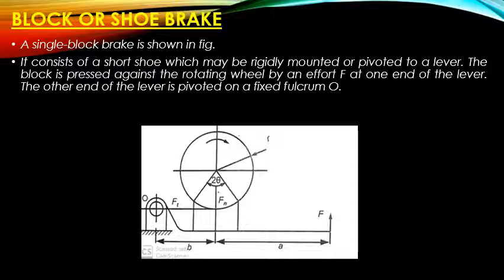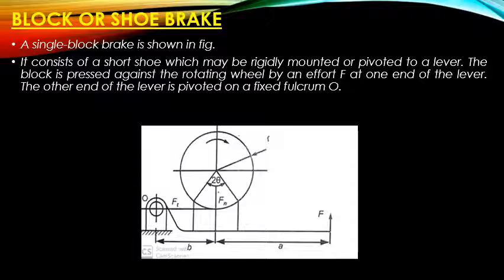This type of brake consists of a block or a shoe which may be rigidly mounted or pivoted to a lever as shown in the figure, and the braking is obtained by pressing this block against the rotating drum with the help of the effort F applied at one end of the lever. The other end of the lever, as we can see from the figure, is pivoted on a fixed fulcrum which is denoted by O.